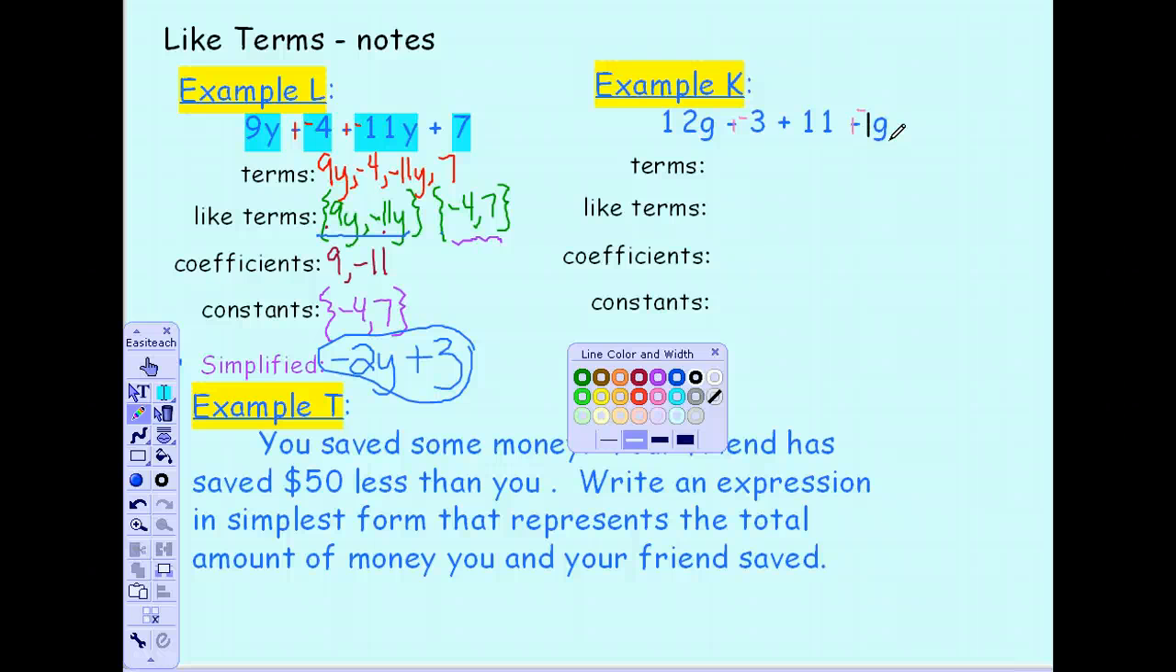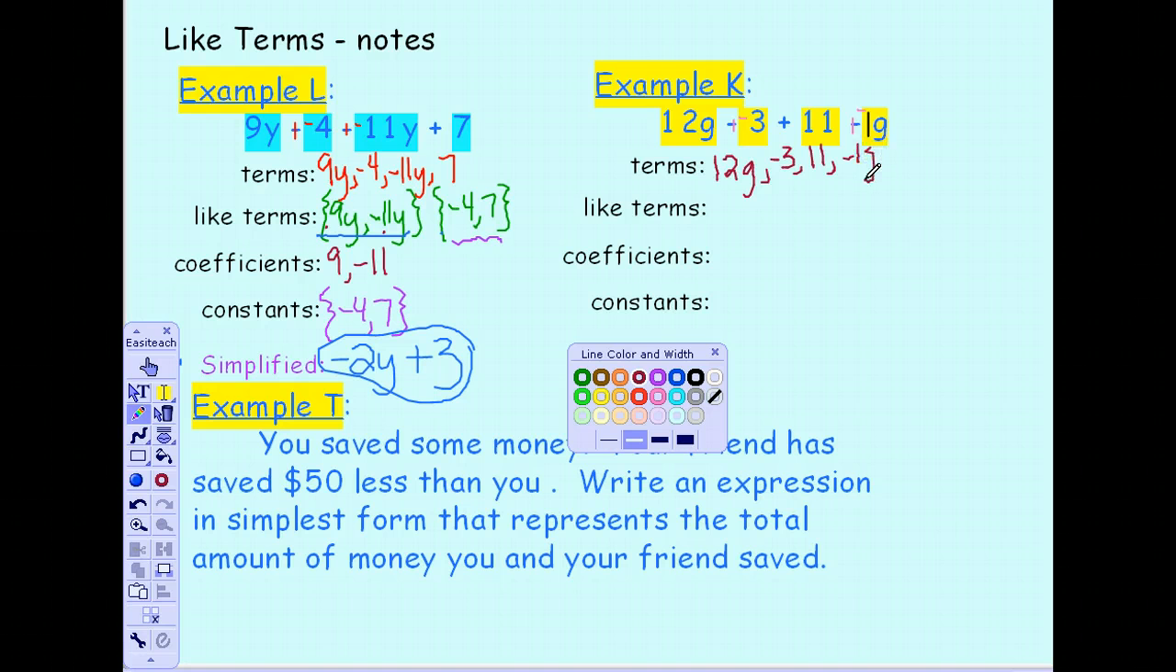That's our term. I'm going to go through with my highlighter again and highlight each of those terms. So we've got our 12g is one term, negative 3 is another term, 11 is a term, and negative 1g is our last term. As we write our terms, I'm going to separate those with a comma. So we've got 12g, negative 3, 11, and negative 1g. Those are our four terms.